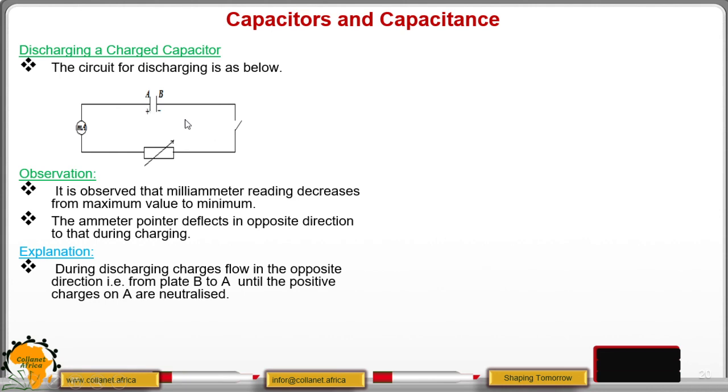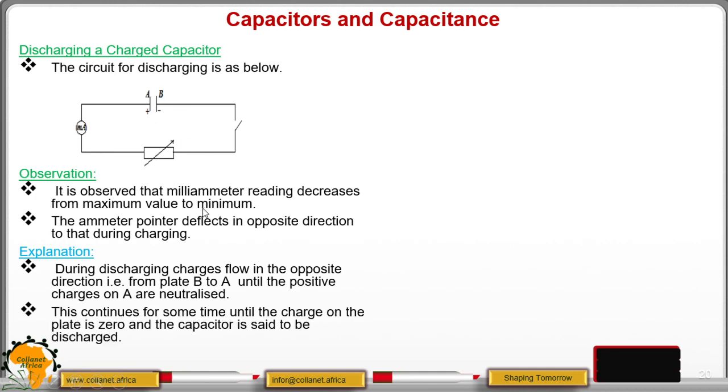Maybe what you're supposed to notice is that when we connect in a circuit, what flows are the electrons. They are negatively charged. They are the ones that are free to move. So the electrons are moving, and when they come to the positive plate A, they neutralize, and they will continue until the charge on A is fully neutralized. And when all of the charges are neutralized, then the capacitor is said to be discharged and the charge between the plates will be 0. So the potential across the capacitor will practically diminish to 0.